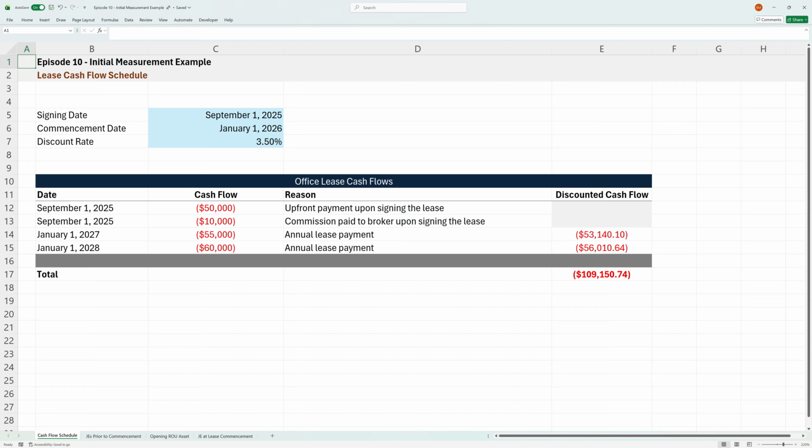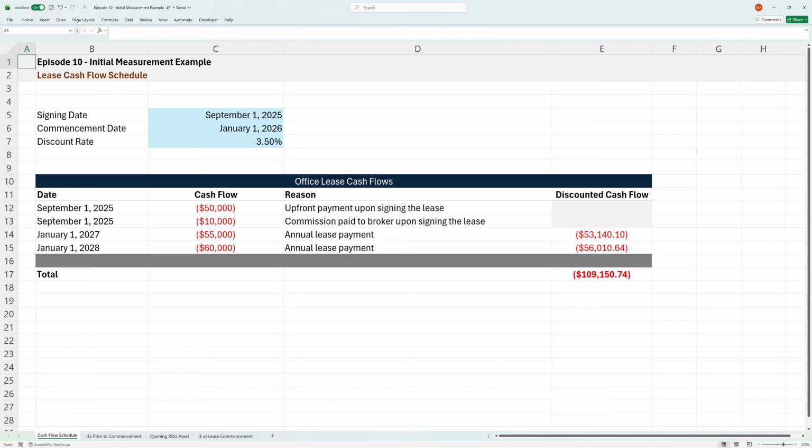And remember, at this step, we do not need to analyze whether this is a finance lease or an operating lease. The initial measurement is identical for both classifications. So now it's January 1st, the lease has commenced, and we apply ASC 842. To calculate our lease liability, we only include remaining lease payments as of the commencement date. We'll handle the payments made prior to commencement later.